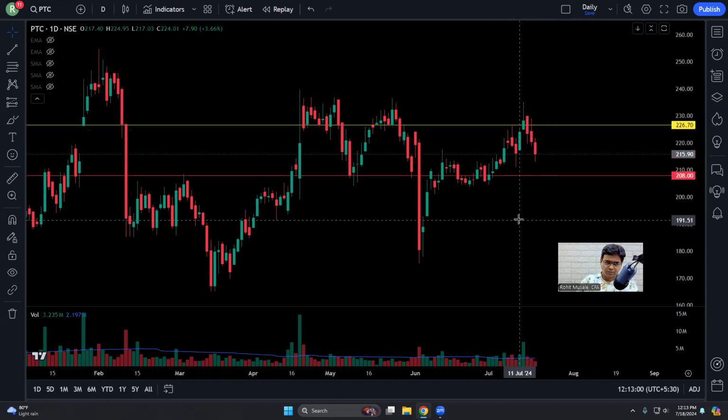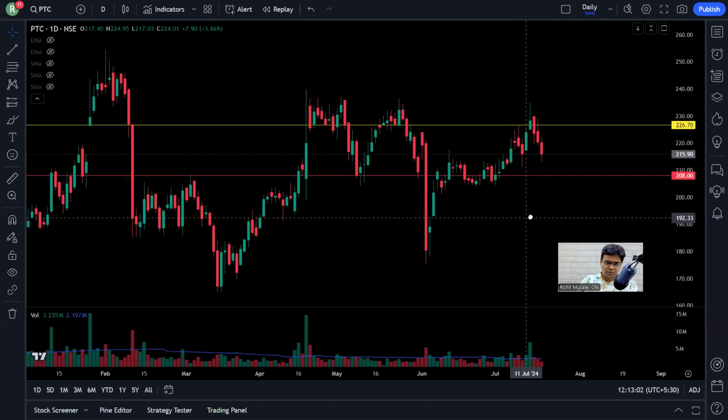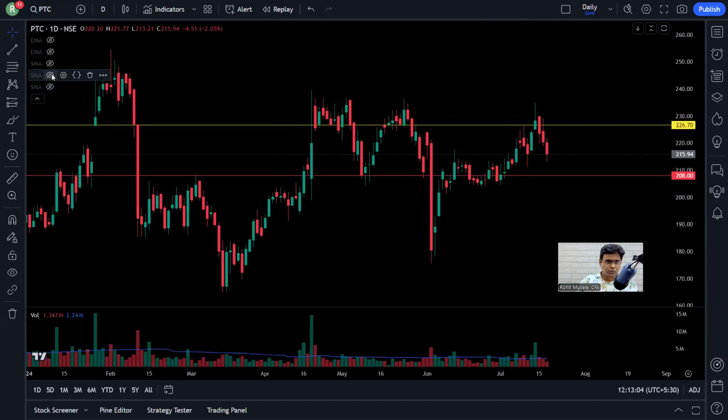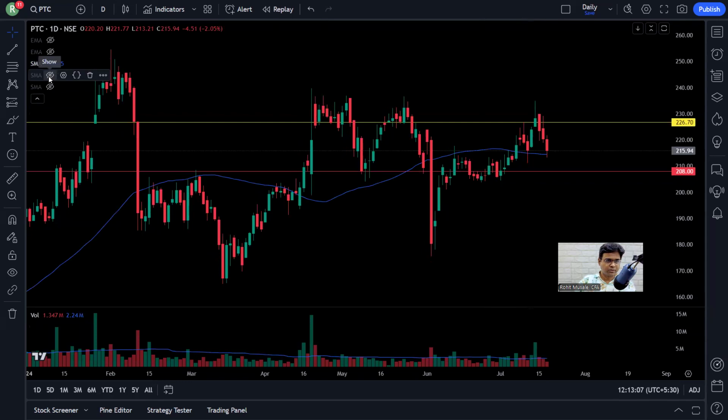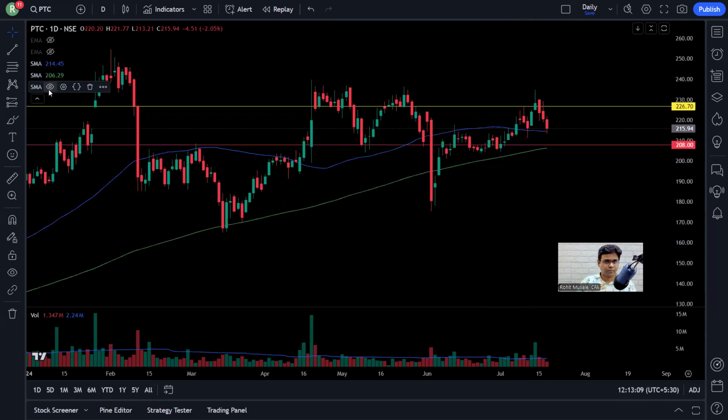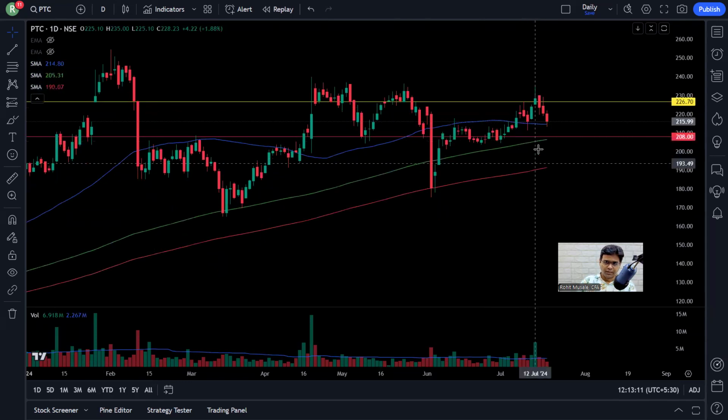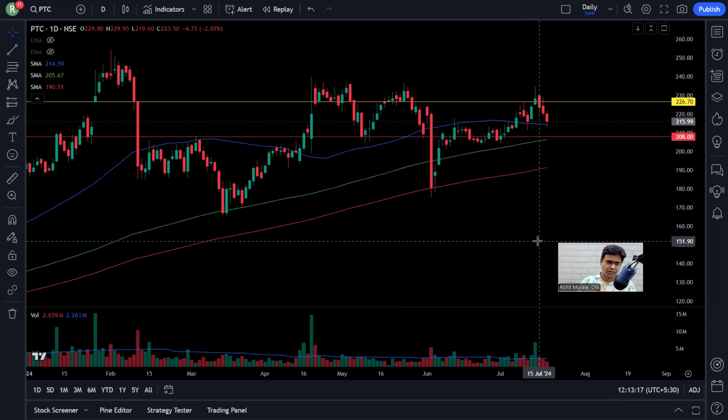So let us first understand why I bought the stock and why I sold the stock. So first, let me put the moving averages. So see blue, green, red, the 50-day is above the 150-day and the 150-day is above the 200-day. So this is a nice stage 2 uptrending stock. That is one reason I bought the stock.